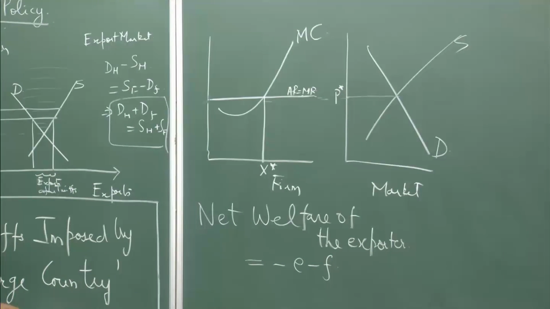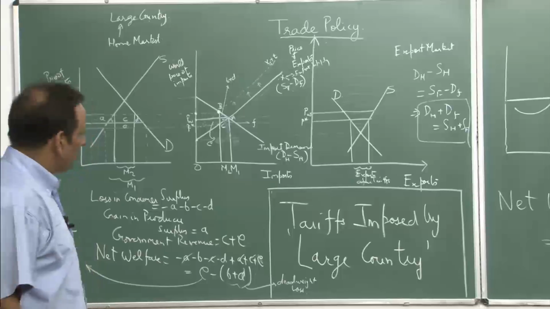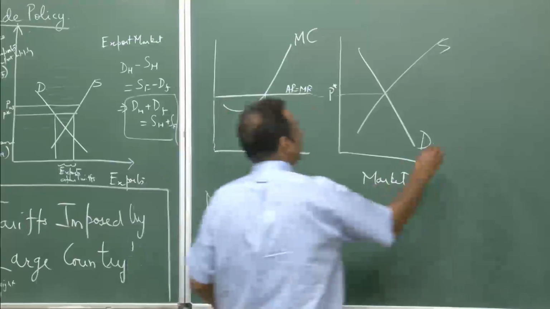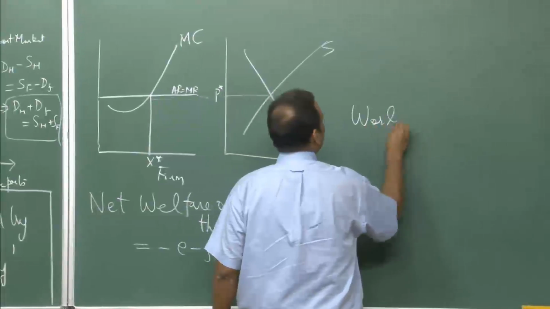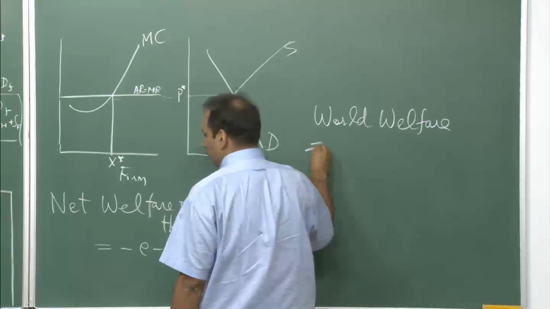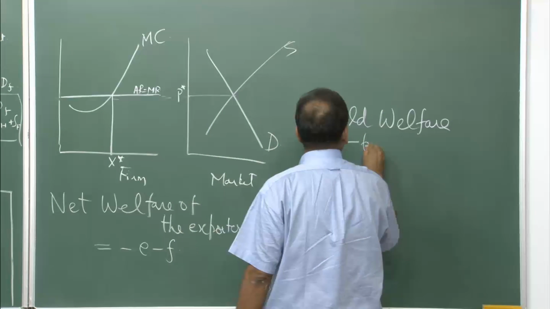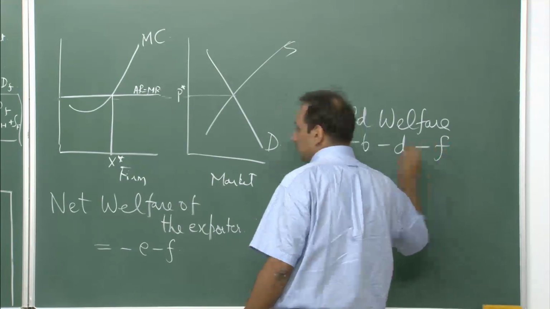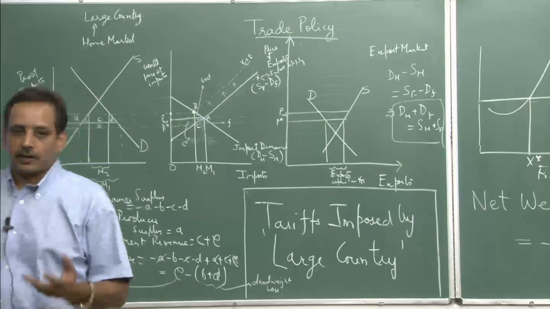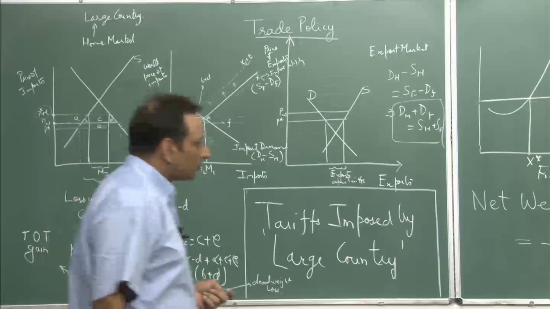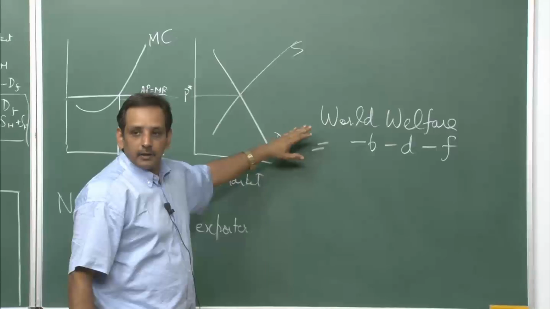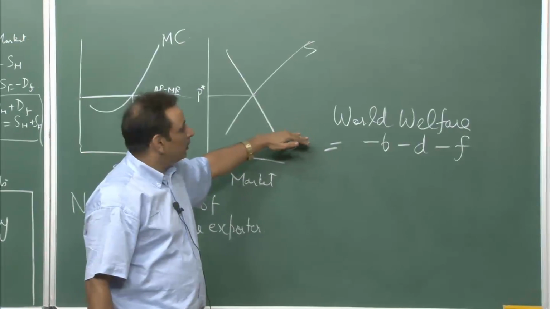Now, can you let me know what will be the world welfare now? So, the world welfare, which is a sum of welfare for the home and the foreign country, works out to be minus B minus D minus F. And that is the reason that the WTO or the GATT keeps talking of asking countries to reduce the tariff levels.